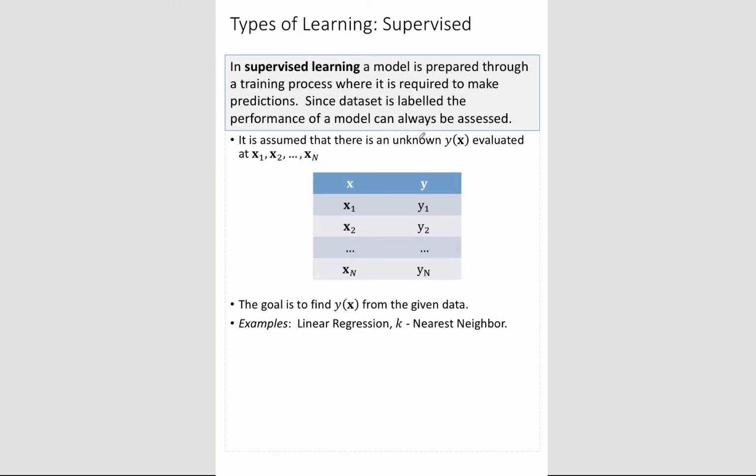In supervised learning, a model is prepared through a training process where it is required to make predictions. These predictions are then corrected until satisfactory result is attained. It is assumed that there is an unknown function y of x evaluated at x1, x2, xn, and the goal is to find y of x from the given data. Some examples of supervised machine learning are linear regression and classification with k-nearest neighbor.